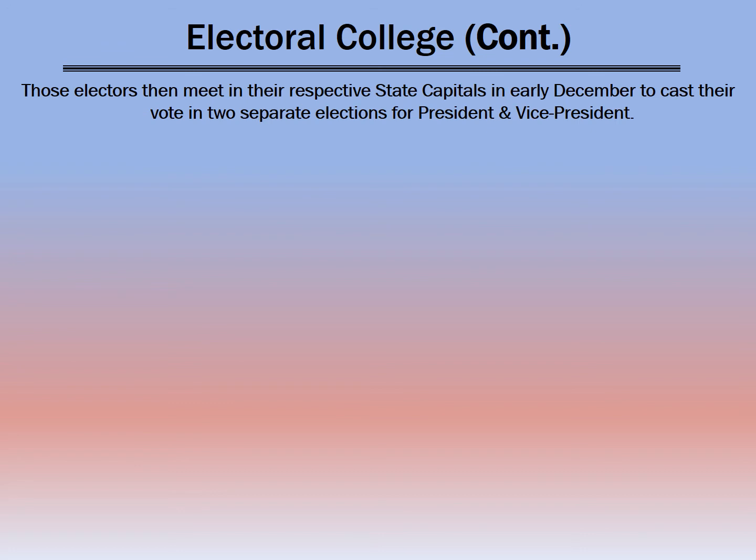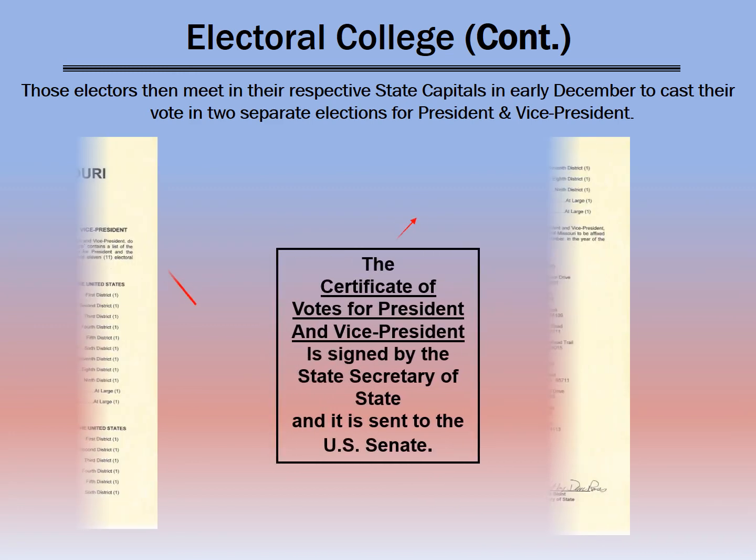What happens then is the electors in the Electoral College from Utah, and we have 6 electors. The number of electors is based on the number of senators plus reps from your state. We have 2 senators and 4 reps, so we have 6 electors. They show up to the state capitol in early December, about a month after the general election, and they cast their vote in 2 separate elections for president and vice president.